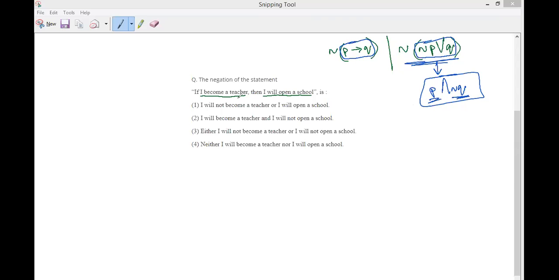Option 2, very good. So if I become a teacher, then I will open a school. So इसका negation क्या होगा? I will become a teacher and I will not open a school. ठीक है, बहुत गड़बड़ चीज है, लेकिन this is a negation. Okay.